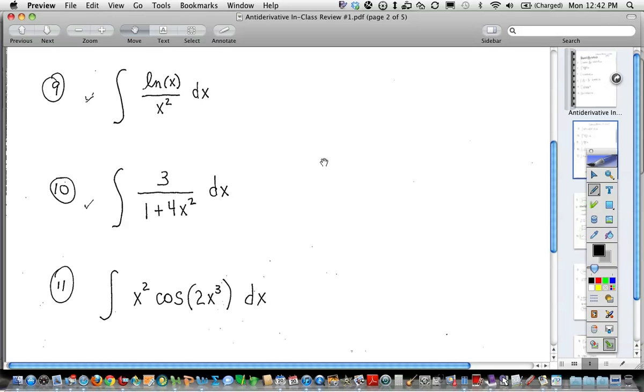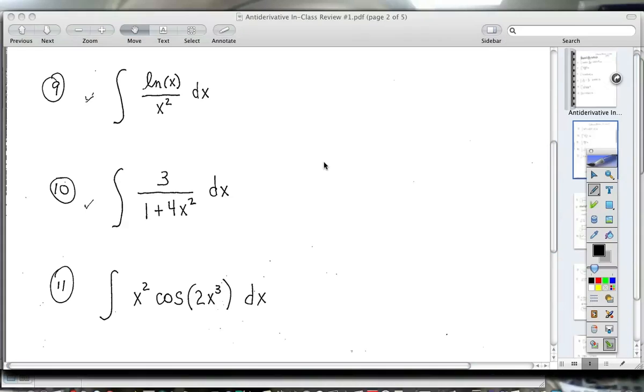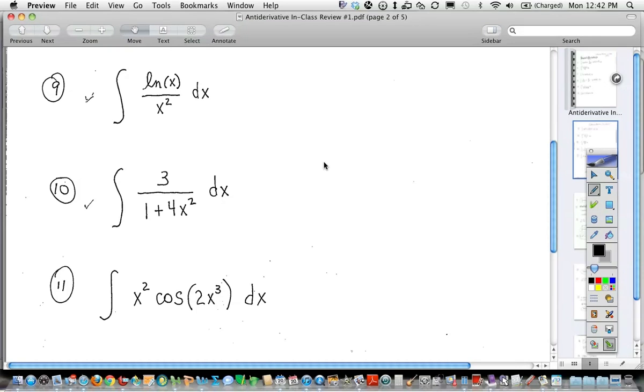What could we do on number 9? This one is an integration by parts. It doesn't quite look like one because it's not a product, but remember we want our integral to be u dv. We need those two things. It's typically a product, but this really is a product, right? It's ln x times x to the negative 2.